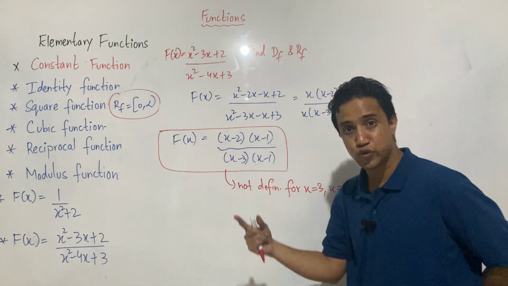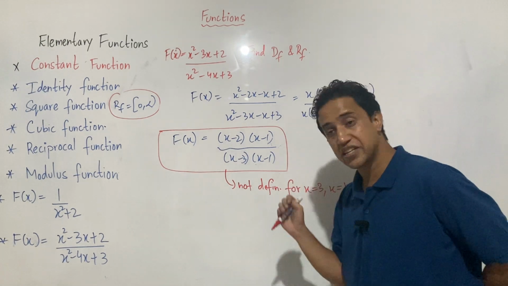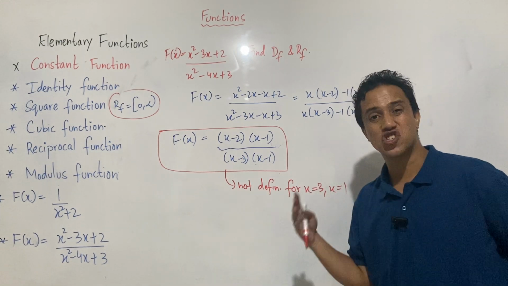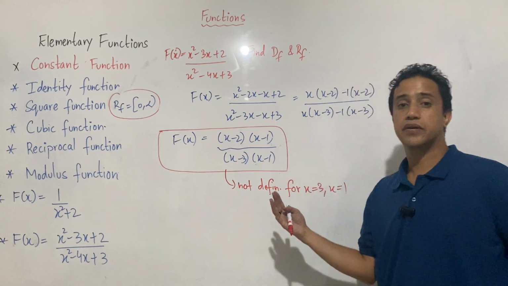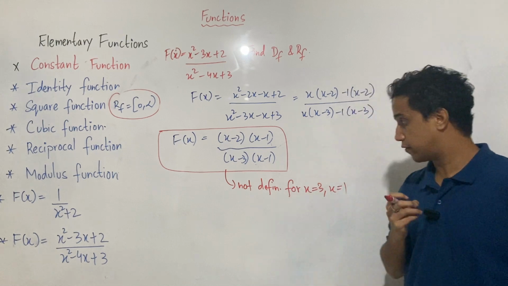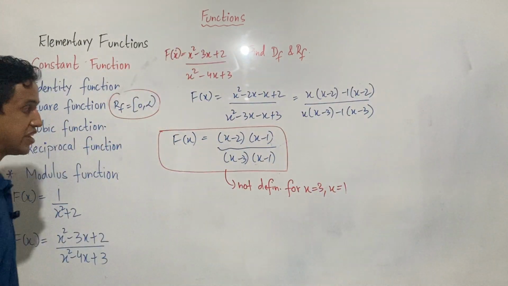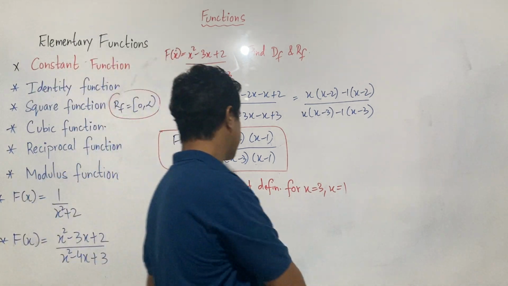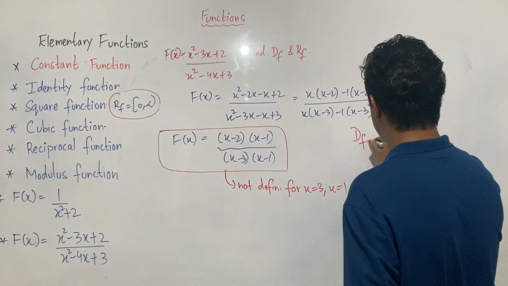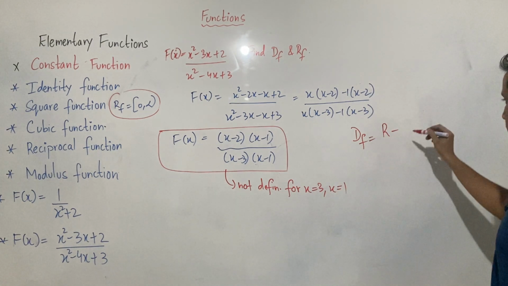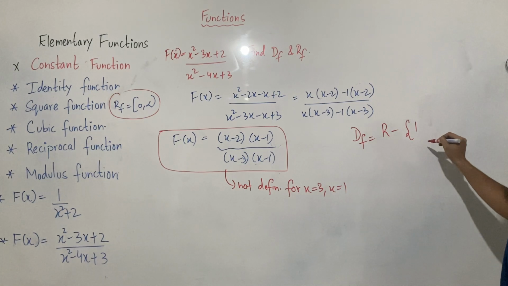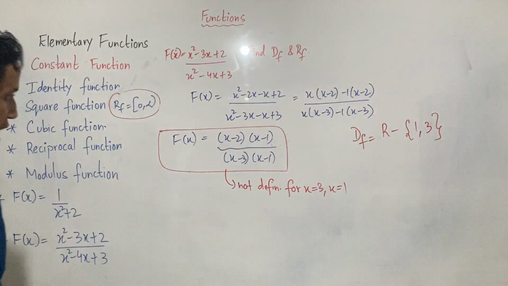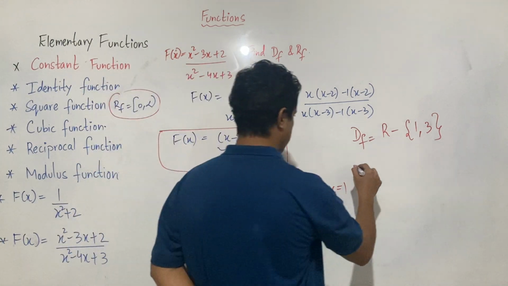So you must understand that if something is given to you that you feel is absolute, as in there was no need for this thing, there must be some purpose that you have to look for. So it is not defined for x = 3 and x = 1. From here I can say that our domain is going to be all real numbers minus 1 and 3. And what's going to be the range?